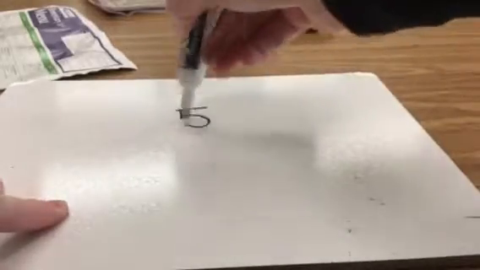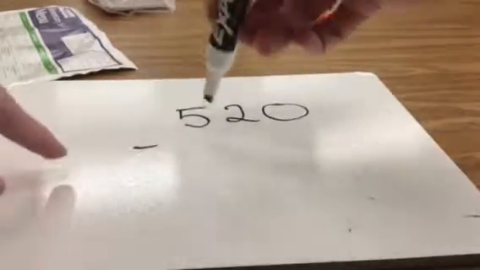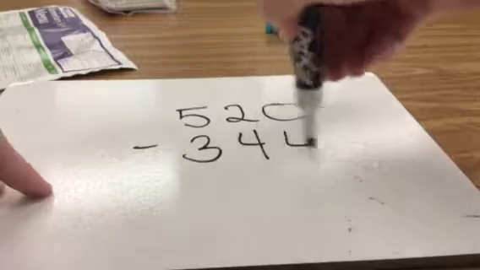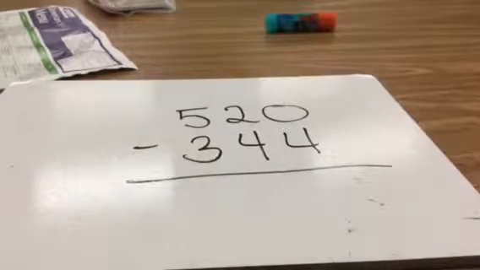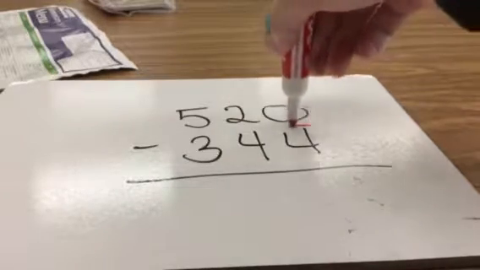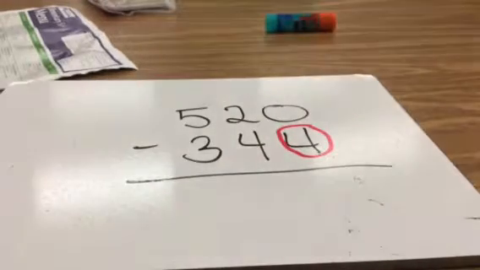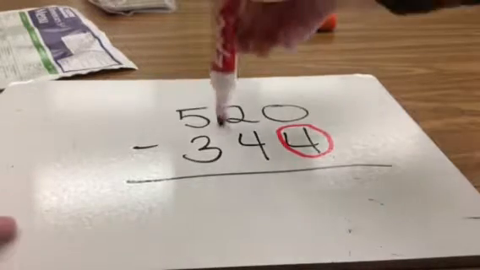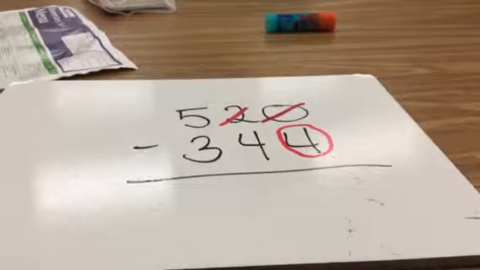So 520 minus 344. Okay, so I circle where the bigger number is and I think about the poem. Okay, 0 and 4, 4 is bigger. So I say more on the floor, go next door to borrow 10 more.